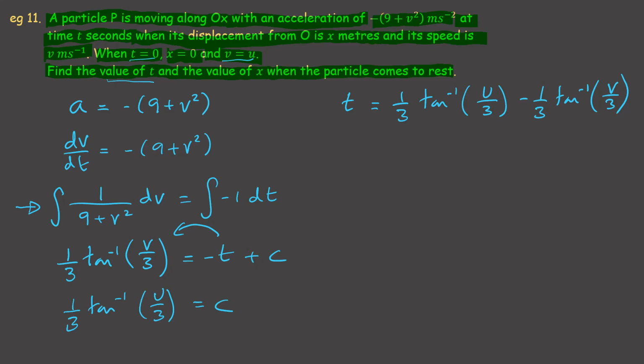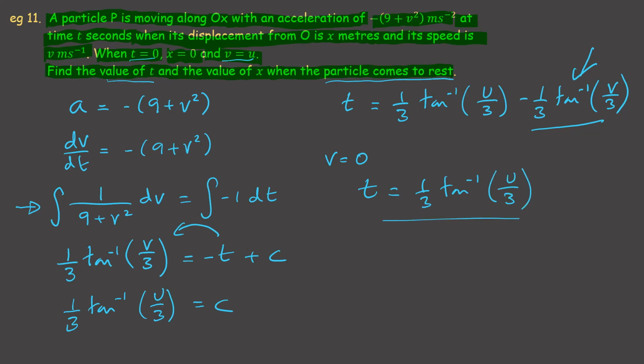So, the particle comes to rest when v is equal to 0, and that means, since this term would be equal to 0, that t would be equal to 1/3 inverse tan of u upon 3. Quite a nice version of this question is when u is equal to 3, and then you would have inverse tan of 1, which is pi by 4, and your answer would be pi by 12.